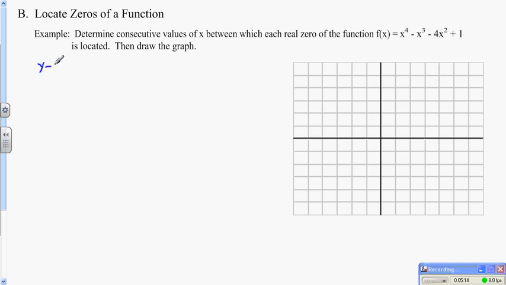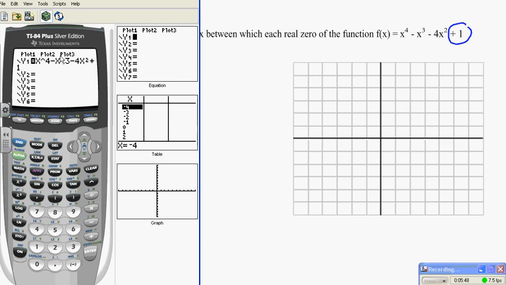We have a y-intercept of positive 1. We have a degree 4 function, which means that it would look like that or that. And since it's positive, we'll say it's the first one. Now it would be the other one if it were negative. Alright, let's take a look at our graphing calculator and graph it.